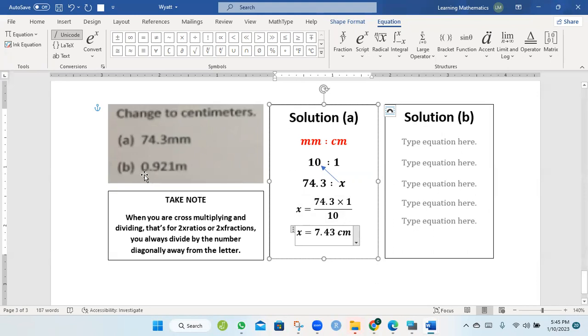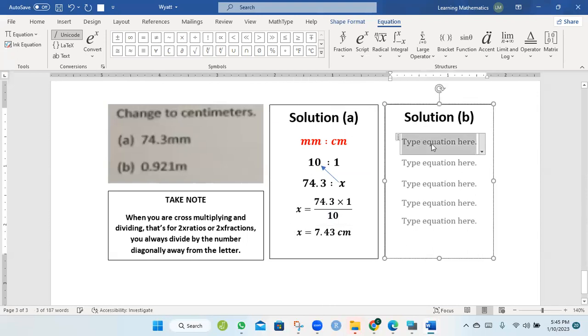Let's go to part B. We have 0.921 meters to centimeters. Again, the first step in the 4-step ratio process is our labeling. What do we have? Meters to centimeters. The next is another ratio with 2 numbers, meters and centimeters. Let's go in our data bank to get those 2 numbers.